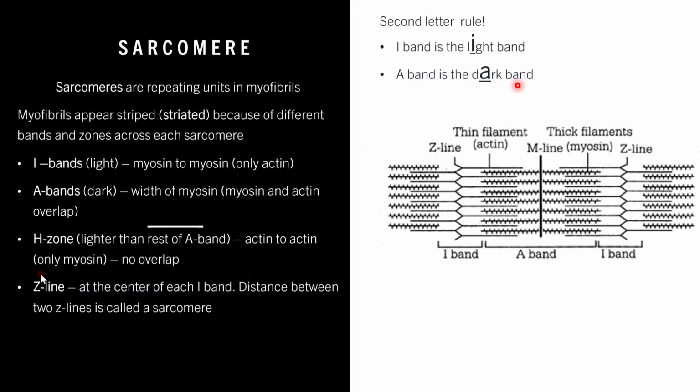And so if you remember which is the light and which is the dark, you can then work backwards and think, okay, well, our actin is our thin filament, so the I band is going to be only actin because that's how we're going to get our lightest band. And then with the A band, you think, oh, okay, our myosin is our thickest filament, so the A band is going to have to be the myosin width. And so then you can work out the H zone, which is just the lighter part of the A band.